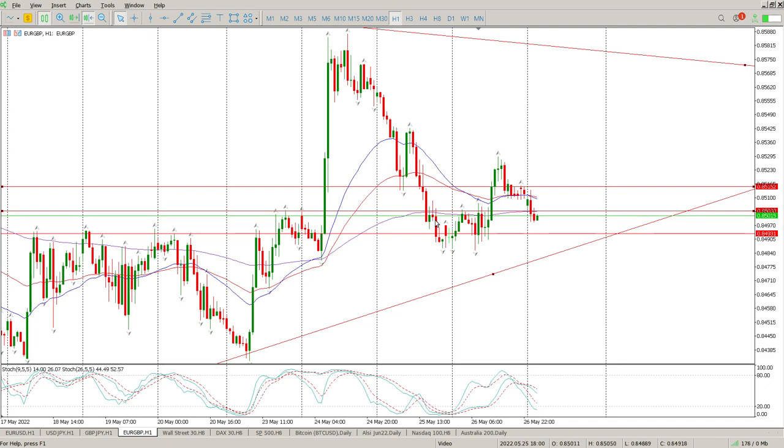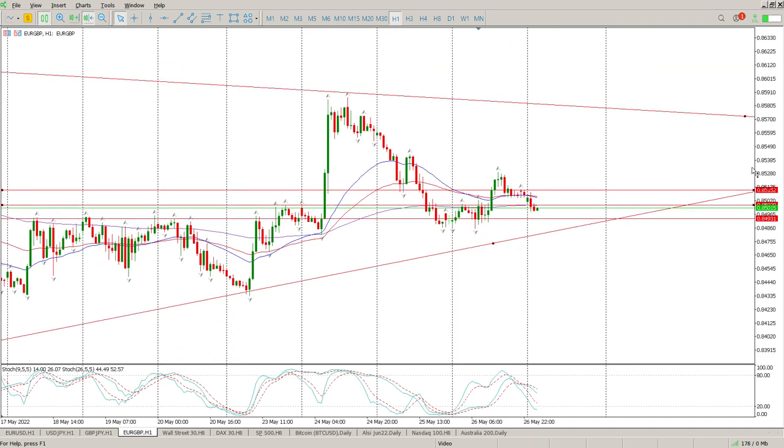So yeah, most of the Forex are actually all over the place. Actually, the markets have been all over the place.